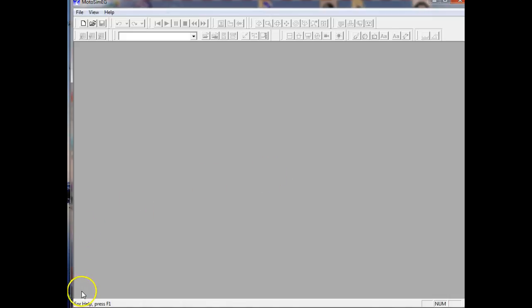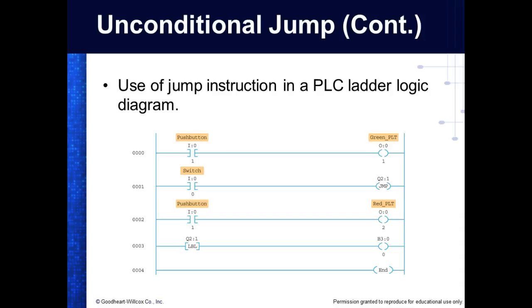What we do with jump instructions is we deliberately tell our program to skip over rungs. The first one they look at is what they refer to as unconditional. As far as I know, unless you wanted to permanently skip over some rungs for a while, you would use unconditional. Unconditional means there's no decision made.